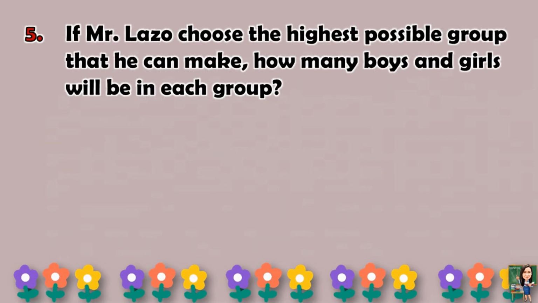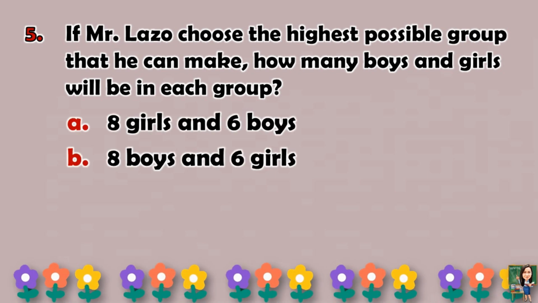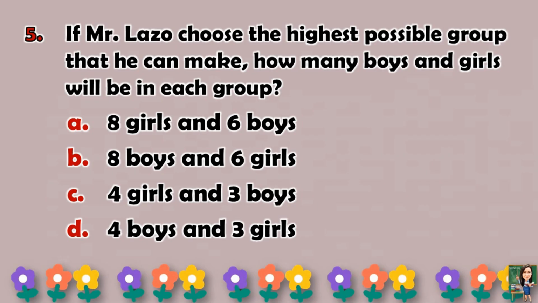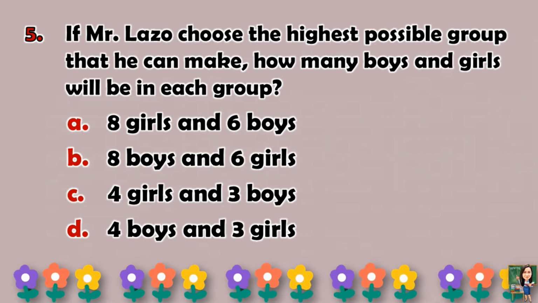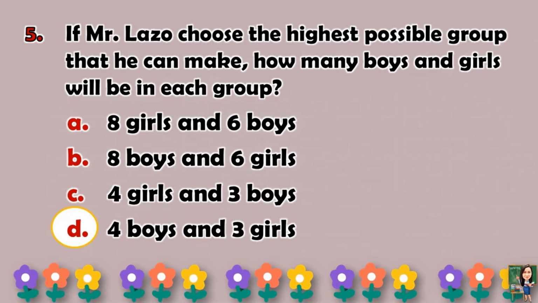Number 5. If Mr. Lasso chooses the highest possible group that he can make, how many boys and girls will be in each group? A. 8 girls and 6 boys. B. 8 boys and 6 girls. C. 4 girls and 3 boys. D. 4 boys and 3 girls. What is the correct answer? Very good. The correct answer is letter D. 4 boys and 3 girls.